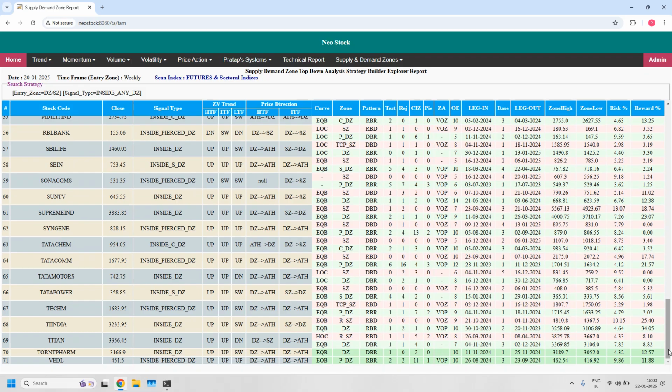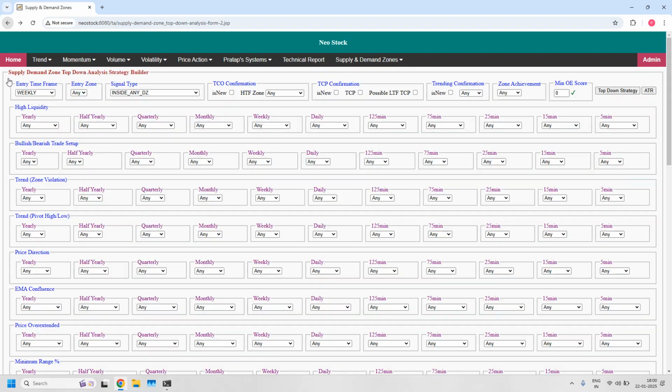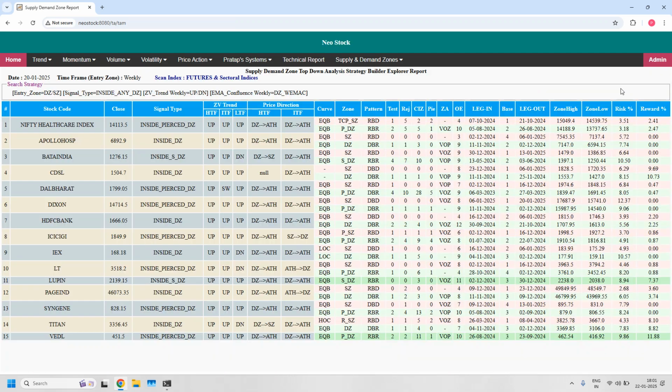Out of these 71 weekly demand zones, how many are having weekly EMA confluence? Weekly demand zones having weekly EMA confluence. So in the EMA confluence filter, at weekly time frame, I am setting the filter weekly demand zone having weekly EMA confluence. And the trend on weekly time frame should be either up or down. Let's filter. Now the list has come down to 15 stocks. From 71, we got 15 stocks. All these 15 weekly demand zones are having weekly EMA confluence and price closed inside the weekly demand zone. And some of these weekly demand zones are pierced demand zones.